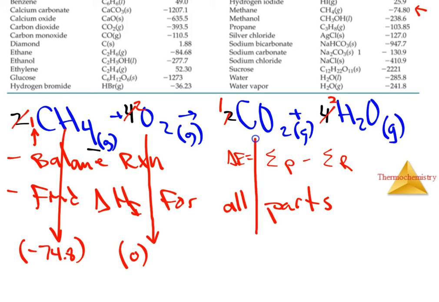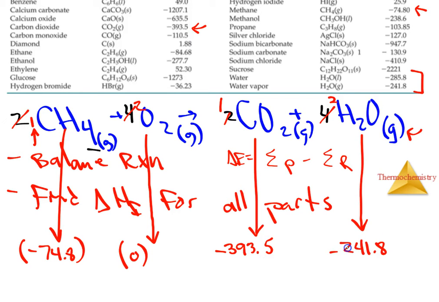Alright, CO2 does have a value because it's not an element, right? It's negative 393.5. Water is not a pure element either, so it has a number. It has two of them. Which one do we want? Vapor. So water vapor is negative 241.8. Okay.